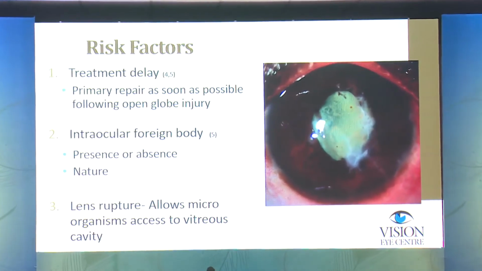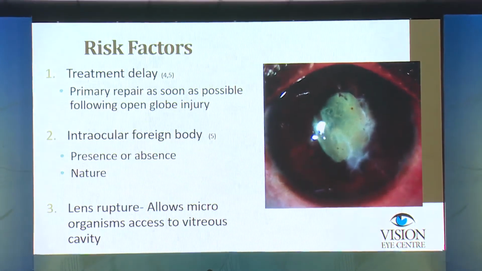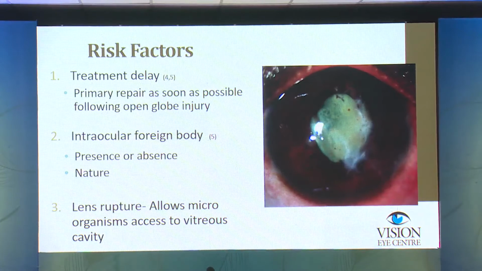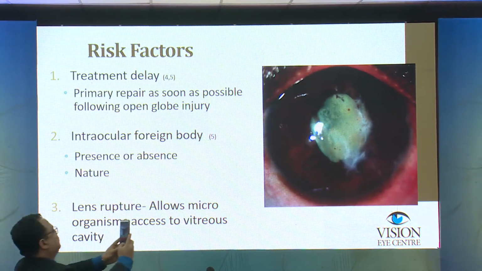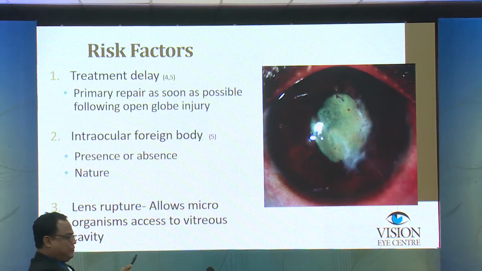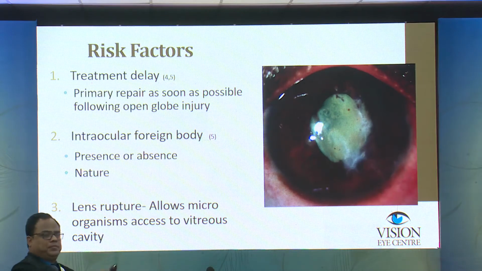Risk factors for post-traumatic endophthalmitis: the main factor is treatment delay. So primary repair should be done within 24 hours. It's known to reduce the risk of endophthalmitis. Presence of an intraocular foreign body, especially an organic foreign body, increases the risk.